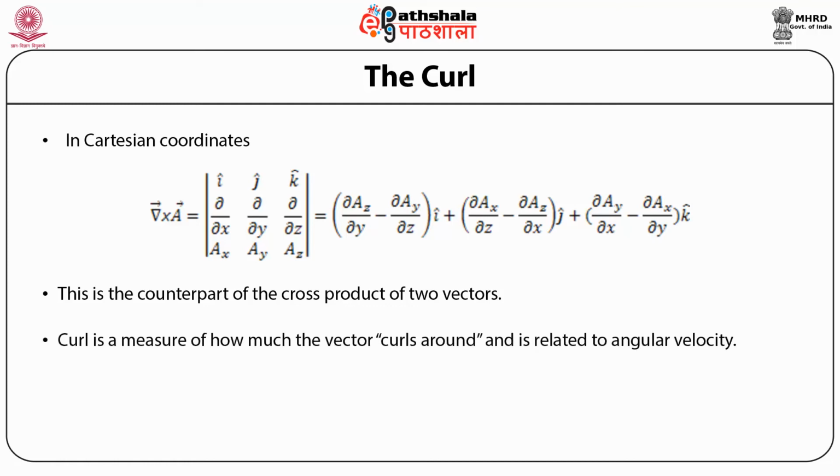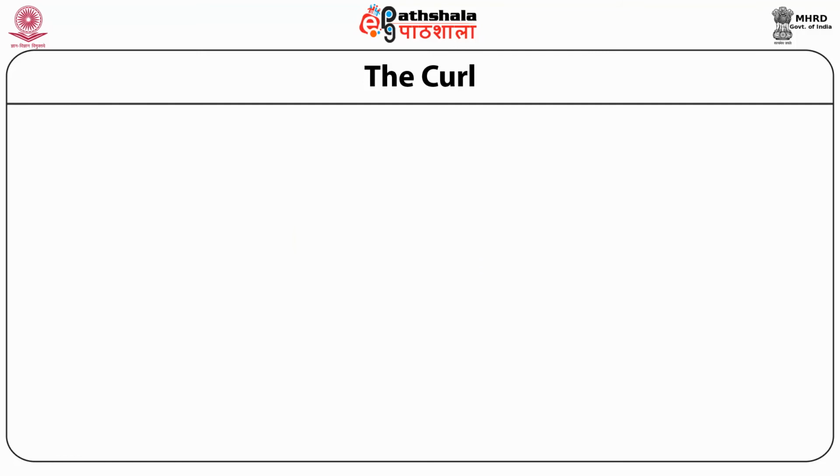Curl of A is the vector quantity as given above. The name curl for this operator was given by Maxwell. As the name indicates, it is the measure of how much the vector curls around and is related to the angular velocity. However, the interpretation in this case is a little more subtle than the case of divergence. A vector field whose curl is 0 is called irrotational. Let us see two examples here.